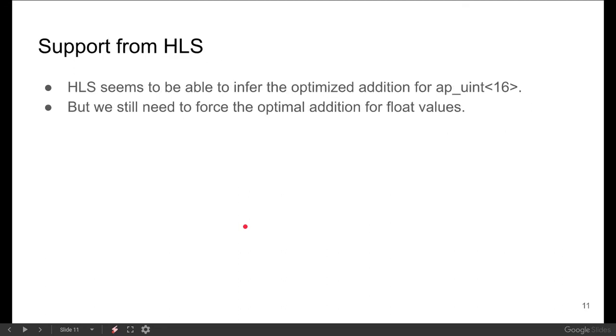So now let's talk about what support the HLS tool which we are using provides. The HLS tool seems to be able to infer the optimized additions for ap_uint 16 types, and I also tried it for ap_int 16 as well as int 32, the normal 32-bit integer. The HLS tool was able to infer this type of binary addition, and it was able to automatically generate the circuit for it. However, the tool was not able to infer such a solution for floating point data values. Hence, we will need to force this optimized addition for the floating point values.